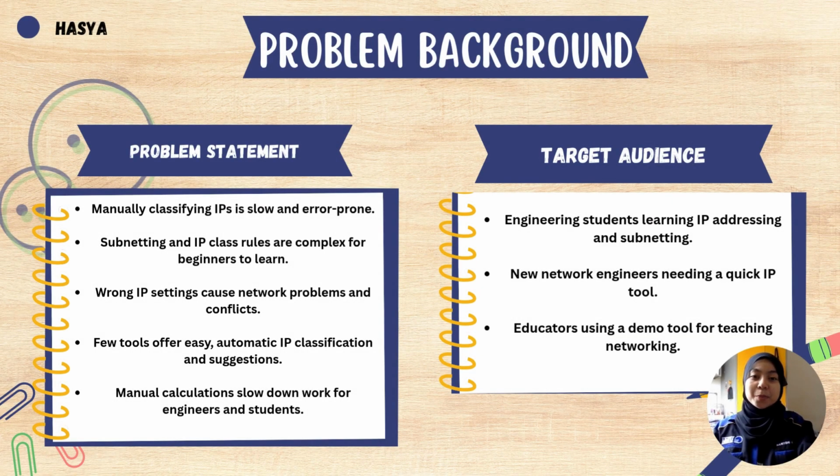Alright, let's talk about the problem behind this project. Regarding IP addresses, manually classifying them isn't just slow, it's also easy to mess up. Especially things like IP classes, subnetting, or figuring out the right range can feel overwhelming. And if you get something wrong, like the gateway or subnet, it can cause network errors as well as connection failures. And that is frustrating, especially when learning or setting things up properly.